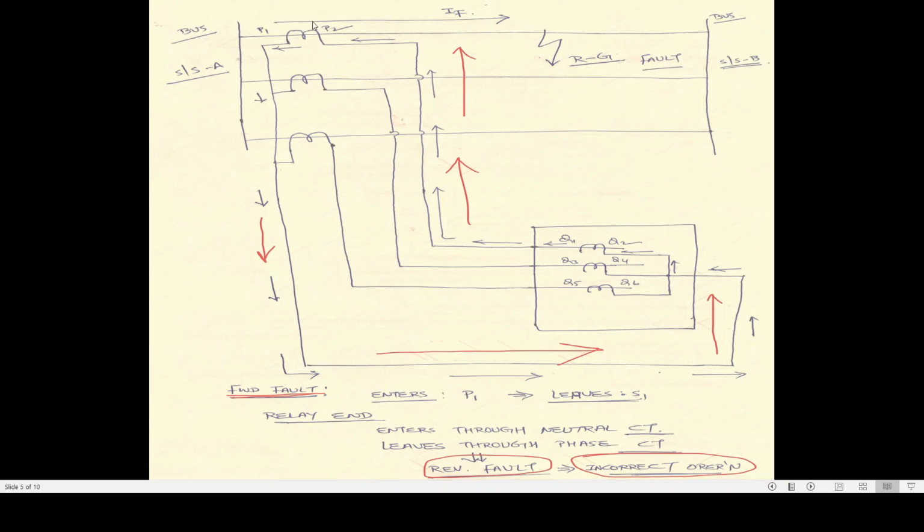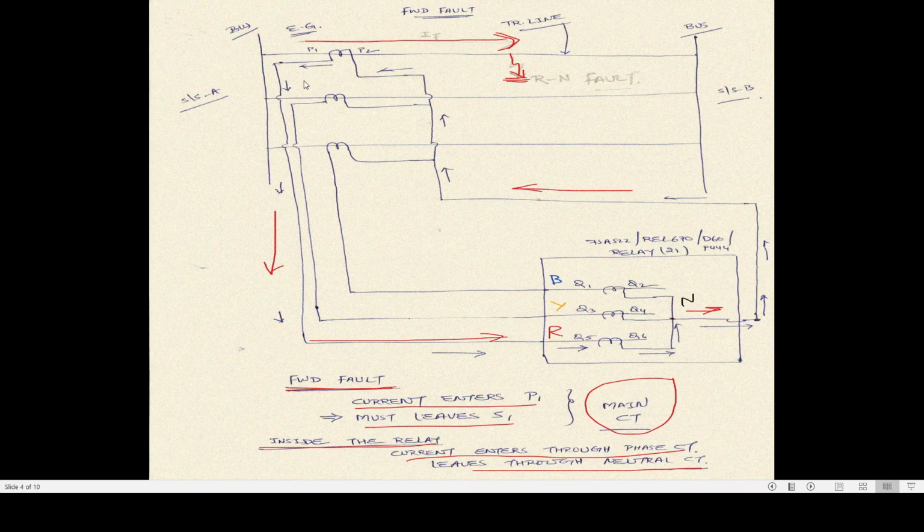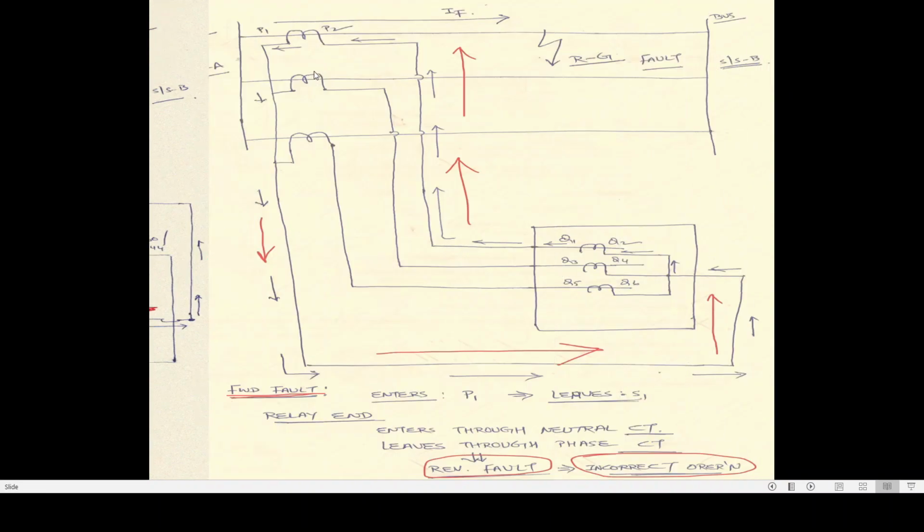So current is entering through P1 terminal, so it must leave through S1 terminal, which is exactly the same case over here. So now current is leaving through S1 terminal. Current is in this direction. Now if you see over here, current enters through this terminal of the relay and it leaves through this terminal of the relay.